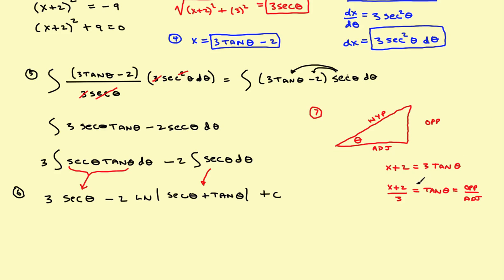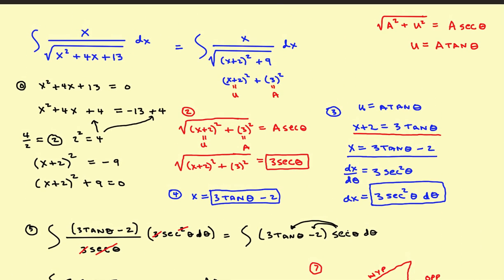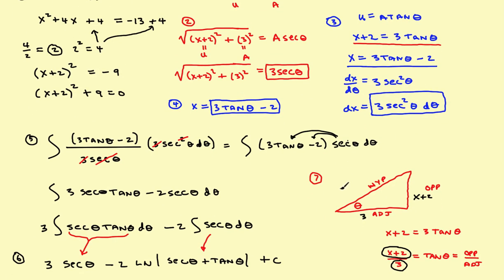So on this problem, the opposite side would be x plus 2. So you know the opposite side, this side over here, is x plus 2. Now the adjacent side is 3, so this side down here will be 3. Now the remaining side is always whatever the original square root was. In this problem, you can write it in either this form or this form, either one's fine. Let's go ahead and put it in this form right here: x plus 2 squared plus 9. So this side right here would be the square root of x plus 2 squared plus 9. So that's the remaining side.